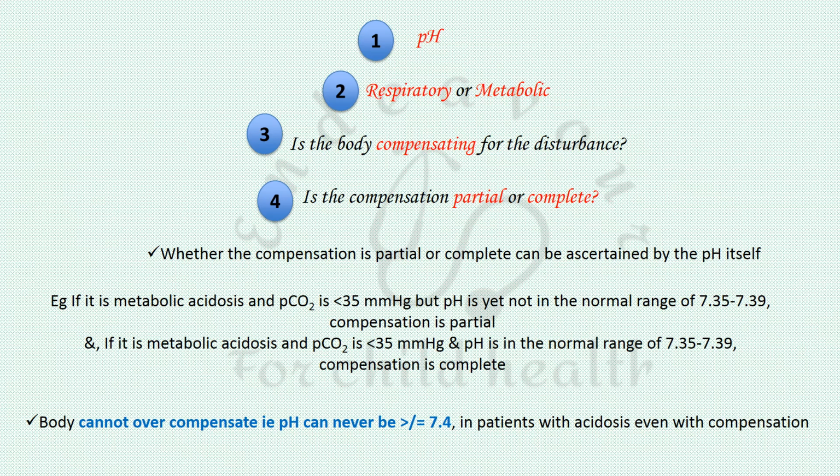Remember, the body can never overcompensate. For example, in the above scenario, the pH can never reach up to 7.4 or even more than that just because of the respiratory compensation.